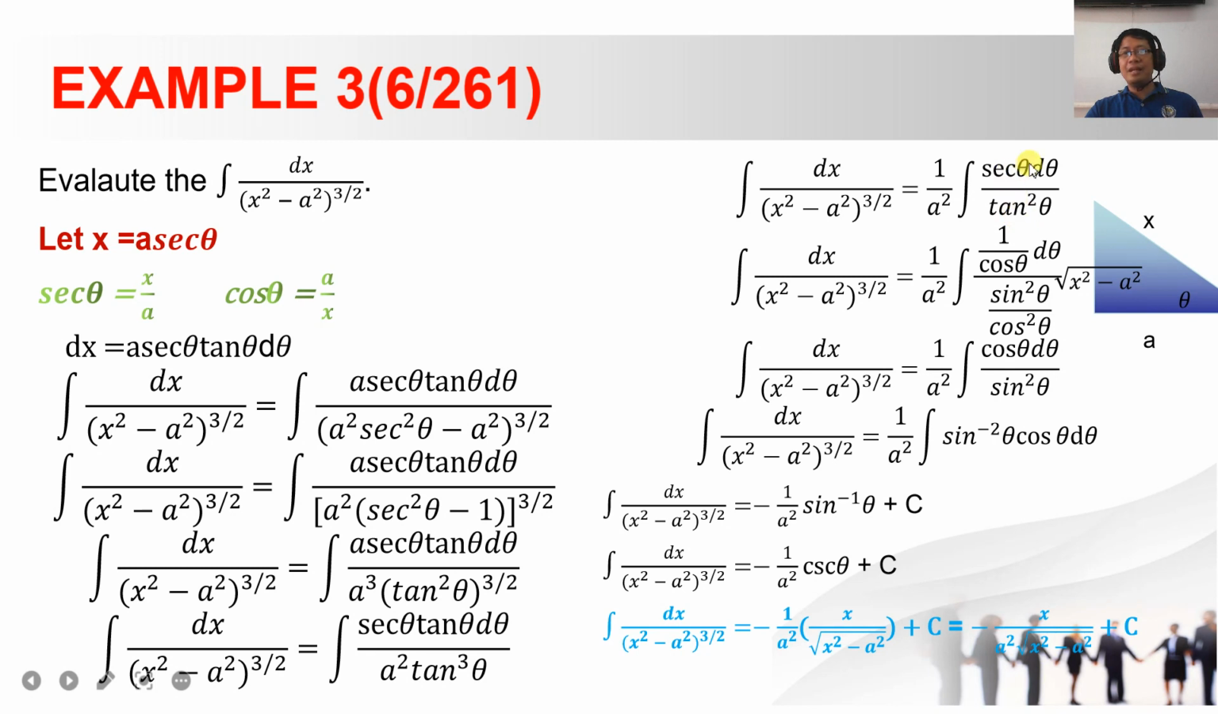Yung identities, ang secant theta is 1 over cosine theta. At yung tangent squared theta is sine squared theta over cosine squared theta. So, using complex fractions techniques, so we have, dito yung cosine theta, makakancel yung isa, meron ka pang isang cosine theta sa numerator, at yung sine squared theta, so times 1, and that is sine squared theta.